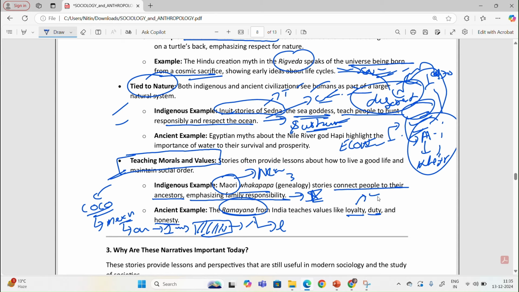So Bharat was a loyal brother. He gave up his throne, even when he had the chance to sit on it, for his brother. Duty is very important. Duty of Ram as a husband, Hanuman's loyalty towards Ram, and then honesty, of course, was there.